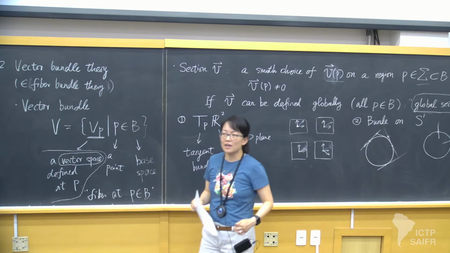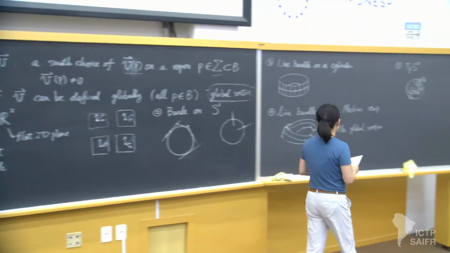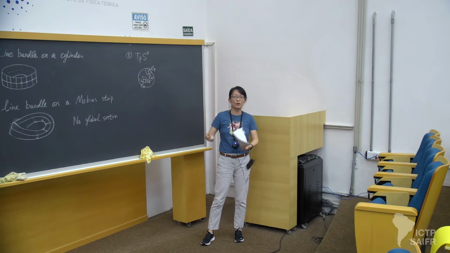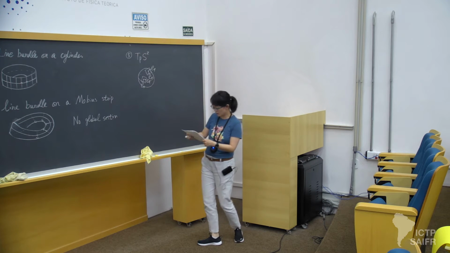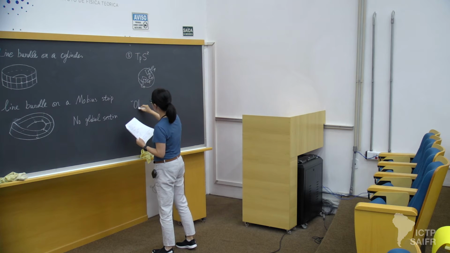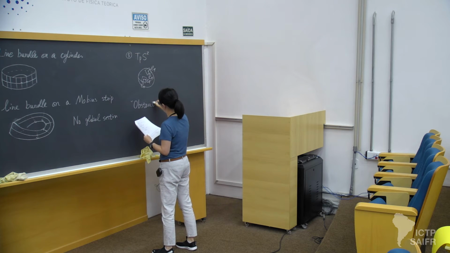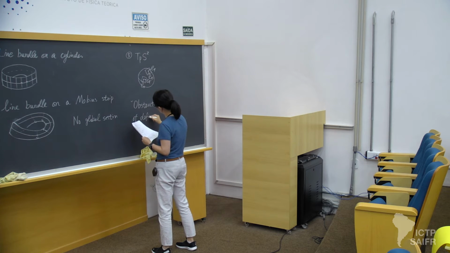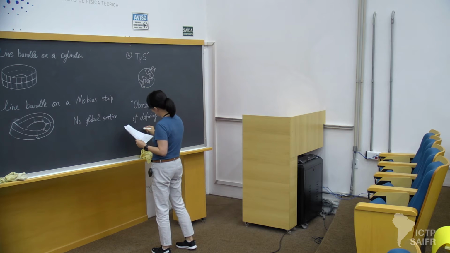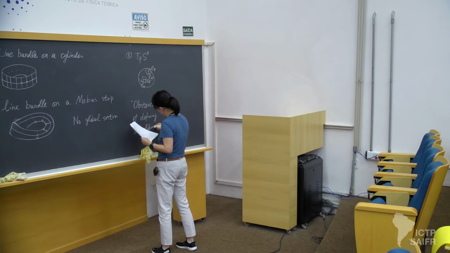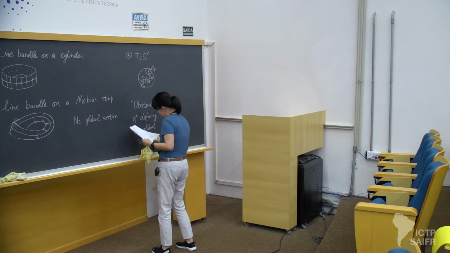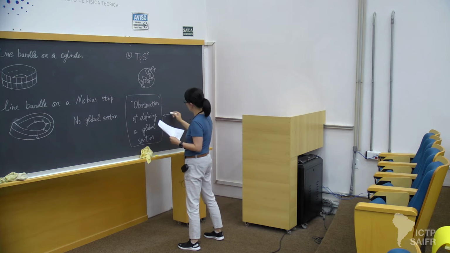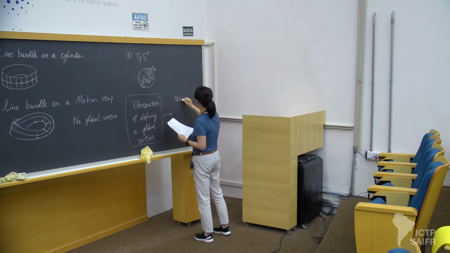Okay? And this turns out to be one of the ways to say when you have non-trivial topology and when you have a topological state. So basically, you can relate the obstruction of defining a global section to a non-trivial topological state.